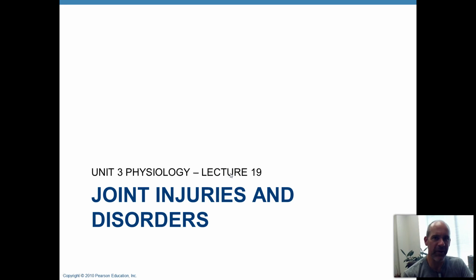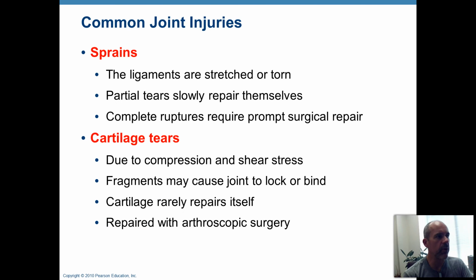All right, we're going to finish out the Unit 3 physiology side here by discussing some joint injuries and disorders that can occur within the joints. This is important information for all of you going into the health sciences, and I'd say especially for those of you planning to go into the physical therapy assistantship programs. So, some common joint injuries.